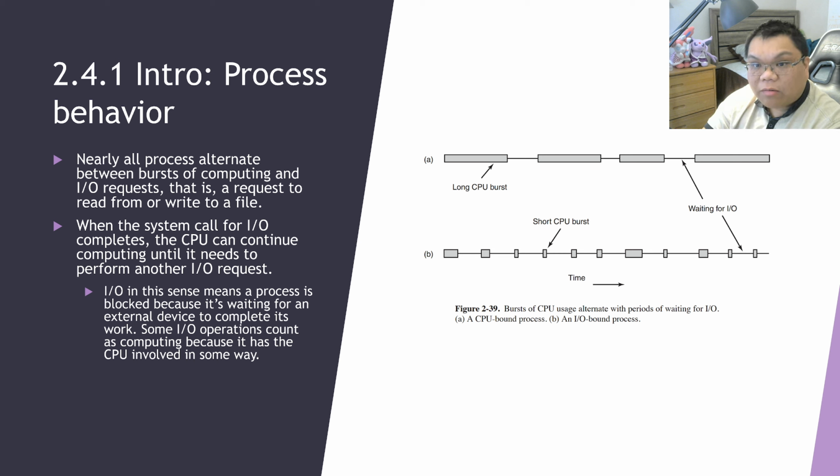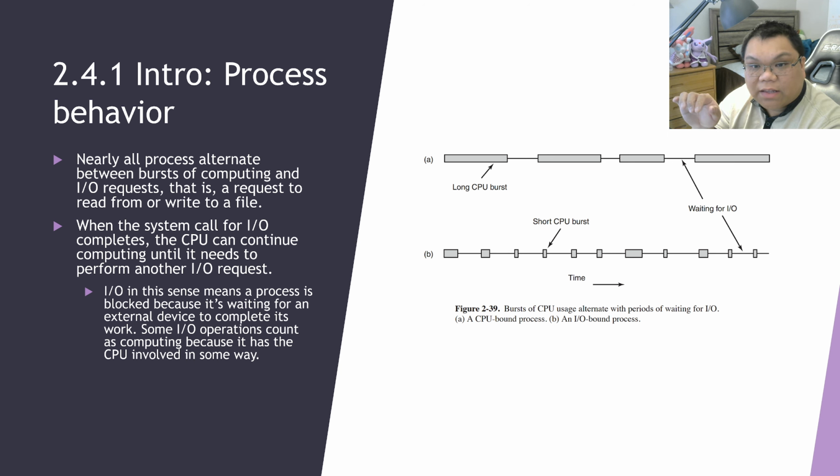Nearly all processes alternate between bursts of computing and I/O requests. These are requests to read from, or write to a file. When the I/O completes, then the CPU can continue computing until it needs another I/O request. I/O in this sense means a process is blocked because it's waiting for an external device to complete its I/O.